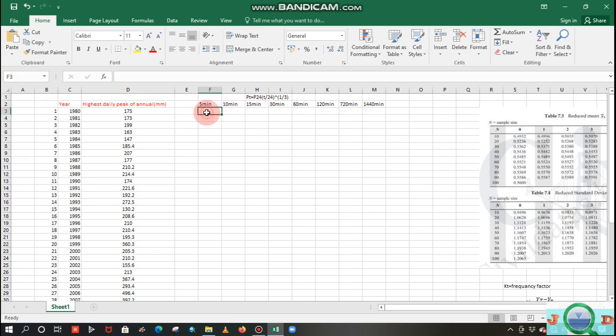So let's apply this formula. You need to convert T by 24. T, I will assign as 5 minutes, and 24 is in hours, so you need to convert it into minutes. One day has 24 hours, so 24 hours is nothing but 1440 minutes.